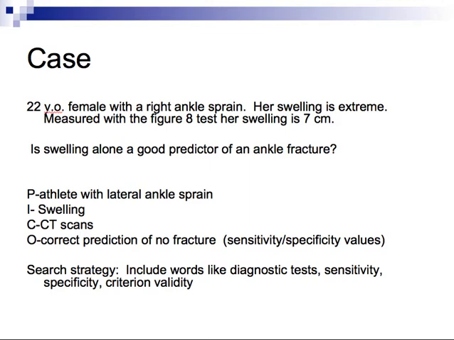So our PICO is: the P would be athletes with lateral ankle sprains, the I would be swelling or other tests like the Ottawa ankle rules that can diagnose a fracture, and then the gold standard or the comparison would be a CT scan or a radiograph, and the outcome would be sensitivity and specificity.